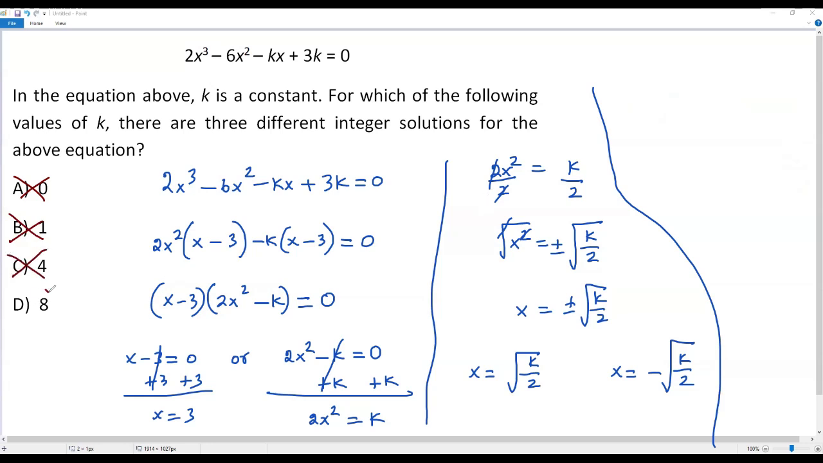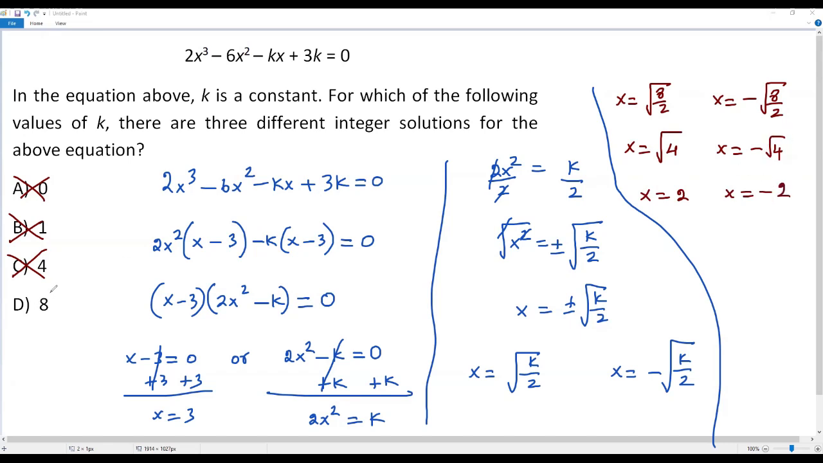Now let me consider the value 8 in answer choice D. Let me plug in this 8 for k. Then I get x equals square root of 8 over 2, and here x equals negative square root of 8 over 2. Here x equals square root of 8 over 2, which is square root of 4, and here x equals negative square root of 4. We know that square root of 4 equals 2, and here we get x equals negative 2.